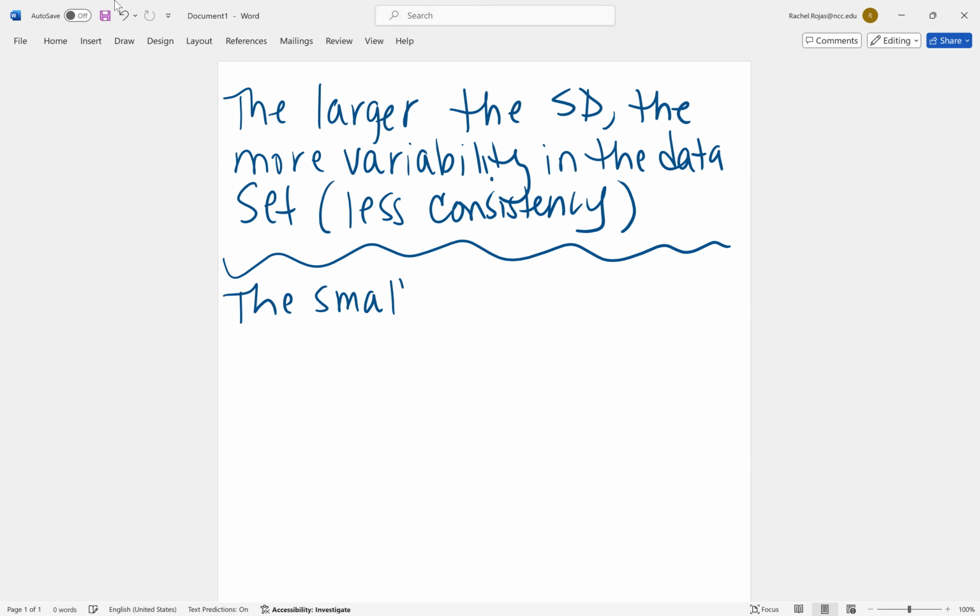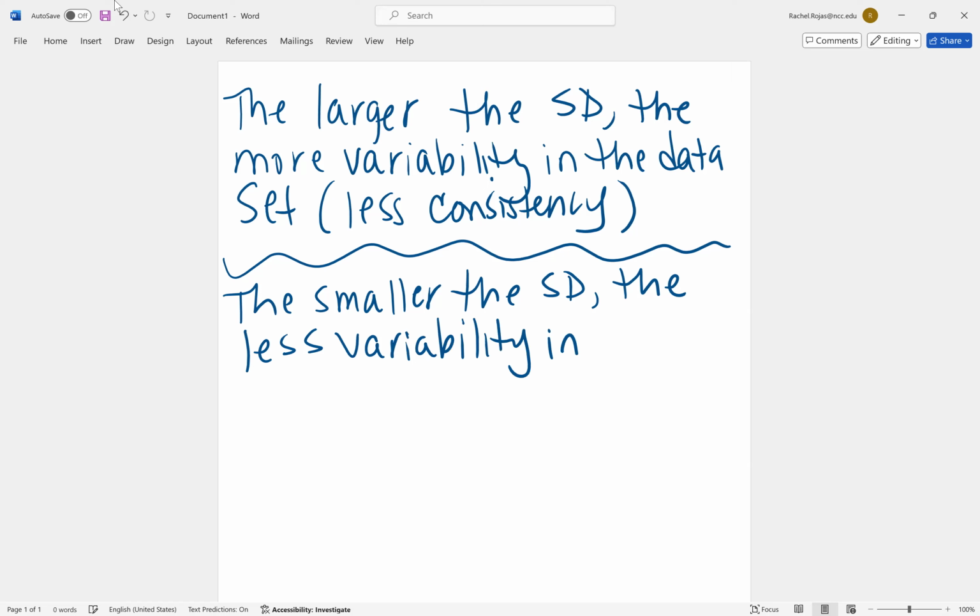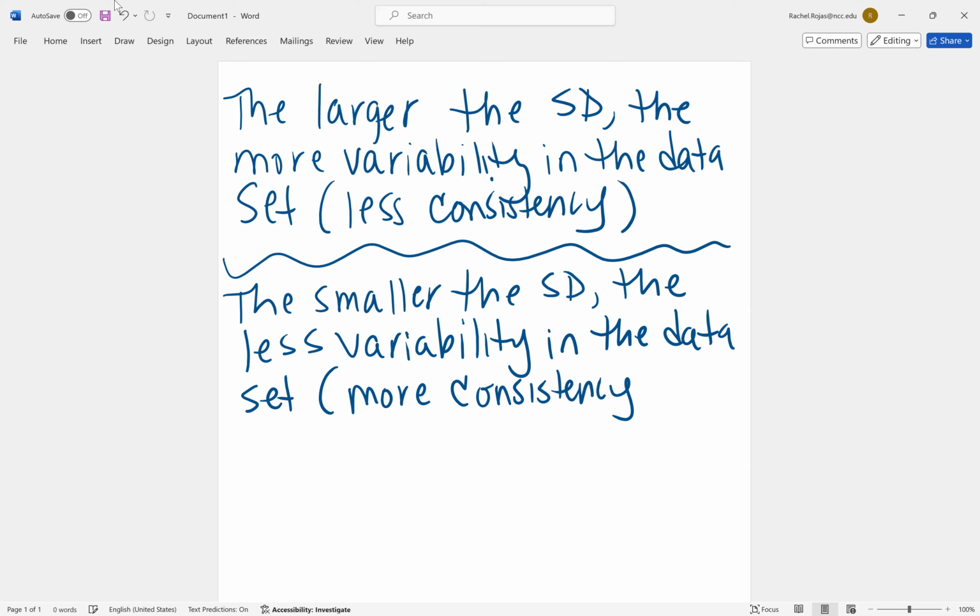The smaller the standard deviation, the less variability there is in the data set. And that means that there's more consistency if there's less variability. So that's how we interpret the standard deviation. That's another way to look at it.